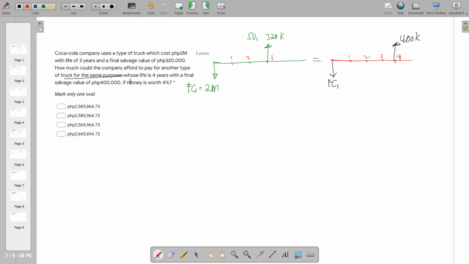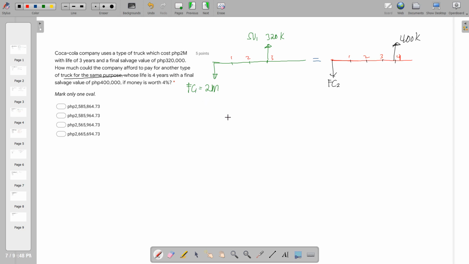So ibig sabihin niyan, parehas lang yung budget ng truck 1 at yung truck 2. Say this is FC2. But the same truck yan, ha? The same truck. Okay?